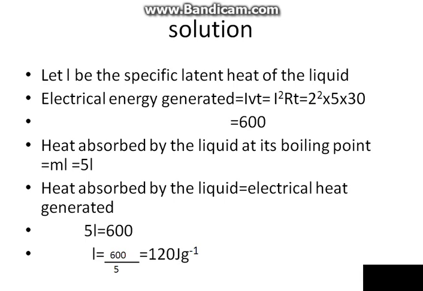Solution. Let L be the specific latent heat of the liquid. Electrical energy generated is equals to IVT, which is also equal to I squared RT, which is equals to 2 squared times 5 times 30, which is equals to 600 joules. Heat absorbed by the liquid at its boiling point is equals to ml, which is equals to 5L. Heat absorbed by liquid is equal to electrical heat generated.